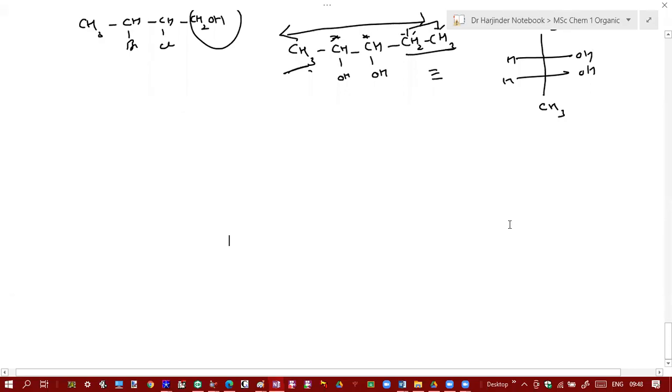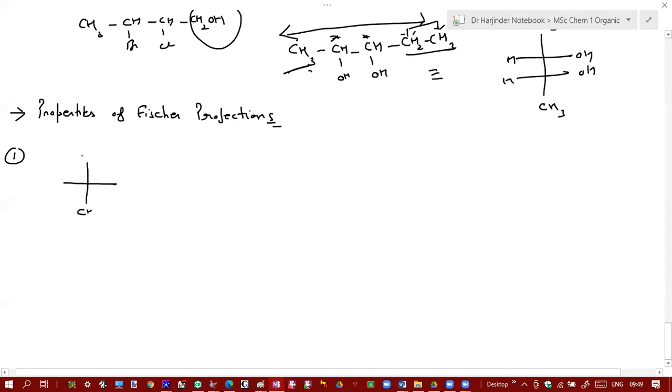So let us begin with the properties of Fisher projections. Properties of Fisher projections. Now in a Fisher projection, suppose you have a Fisher projection of lactic acid.